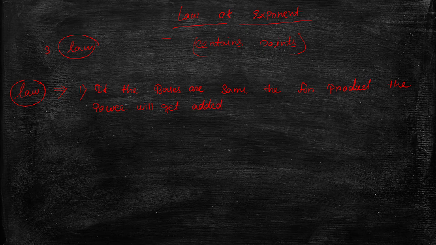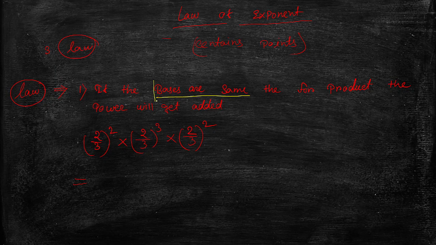Now what does it mean? Suppose there is something: 2 by 3 to the power 2, 2 by 3 squared, multiplied by 2 by 3 to the power 3, multiplied by 2 by 3 again squared. So what will be the result? Now see clearly, the bases are the same, right? It is only applicable if the bases are the same.